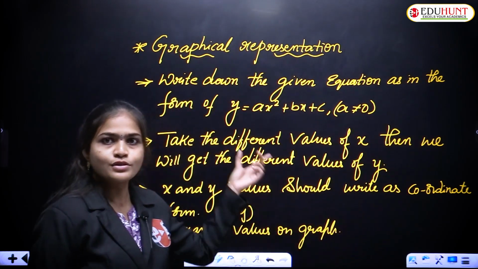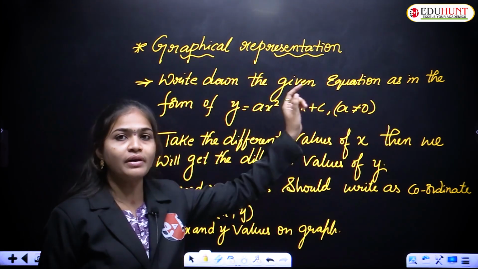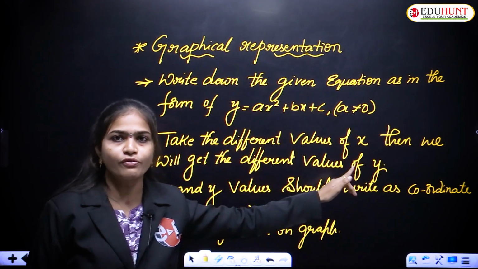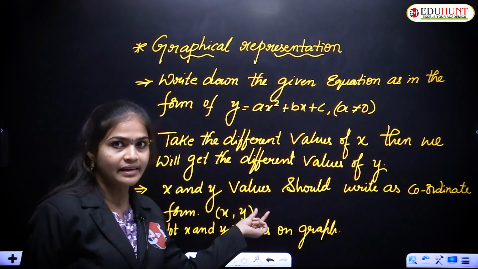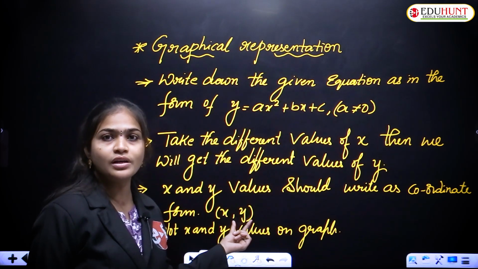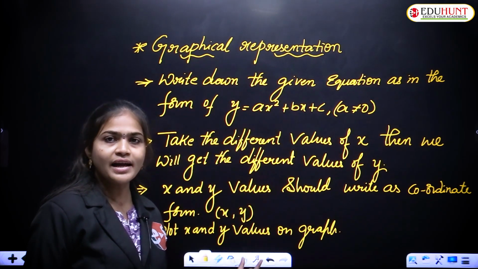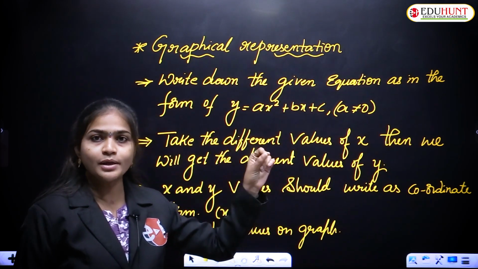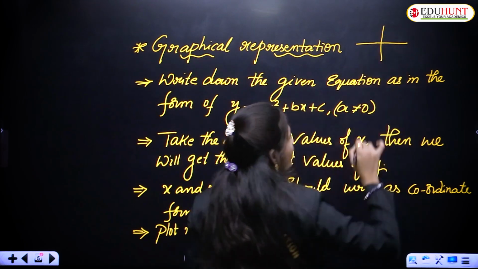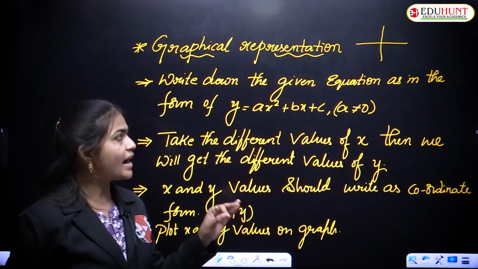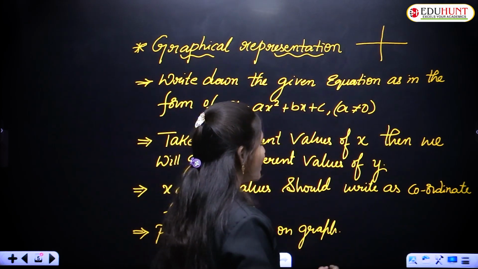Understand? So first we have to write that given equation. After that we have to take different values of x, then we will get different values of y. Which value we are taking for x and which value we got, those two values we should write in coordinate form. After all the values, we have to plot. Plot means you have to represent those values on a graph. So finally, what shape of graph will you get for those points? A parabola.